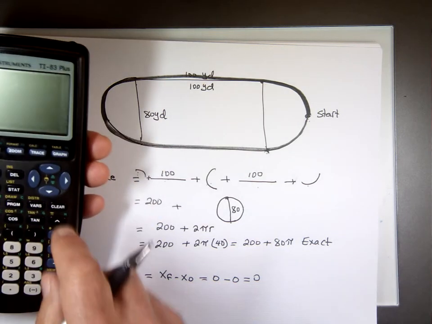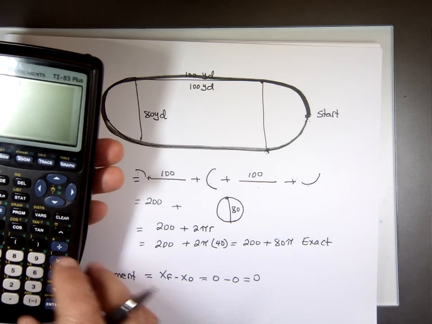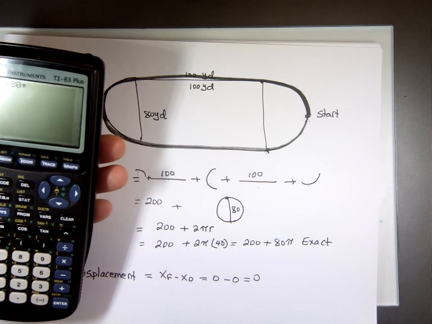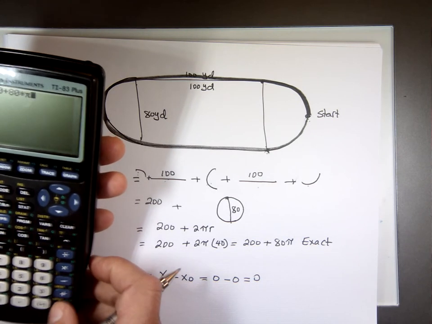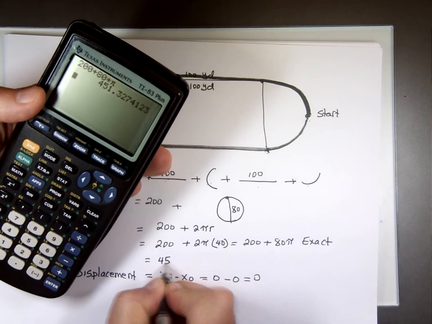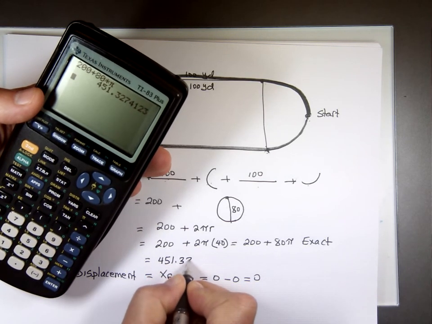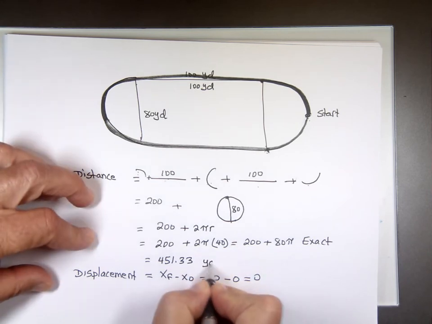We go 200 plus 80 pi, and it is 451.3. I'm not paying attention to significant figures. 451.33 yards. That's one lap.